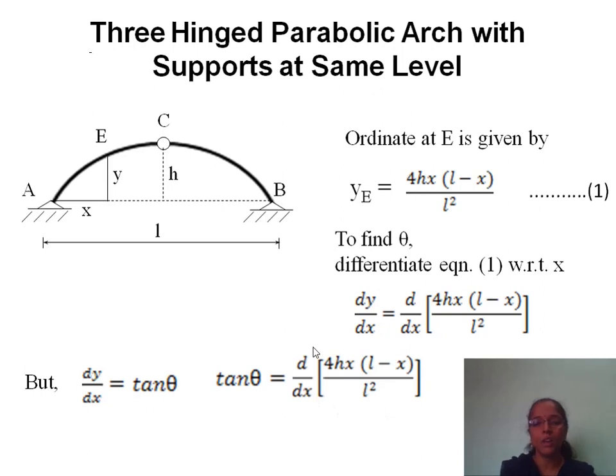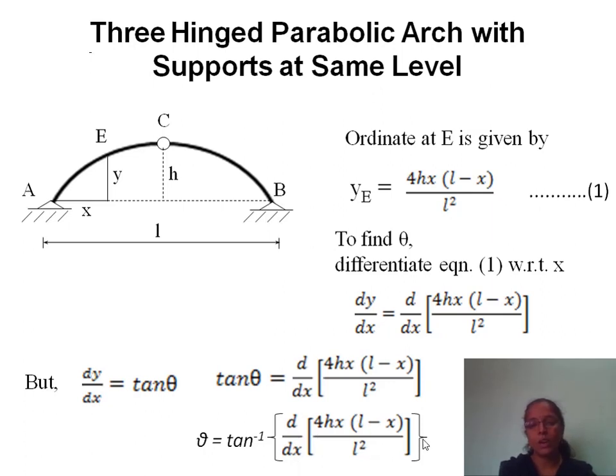So tan theta is equal to d by dx of 4hx by L square into (L minus x), and hence theta is equal to tan inverse of d by dx of 4hx by L square into (L minus x). This is the equation to be used to find the angle, and the ordinate at any point is given by 4hx by L square into (L minus x). This is the only change in the case of parabolic arches. All other procedure will remain the same. Let us take a look into the numerical problem.